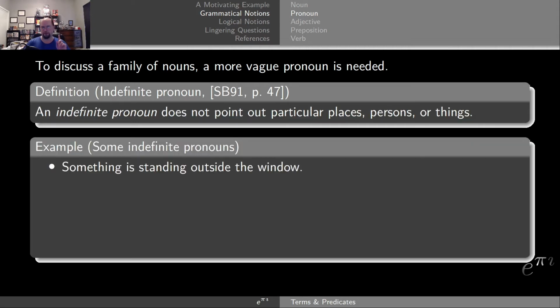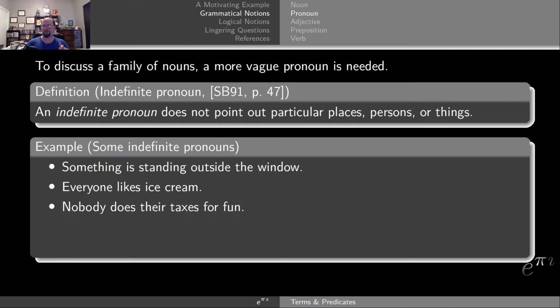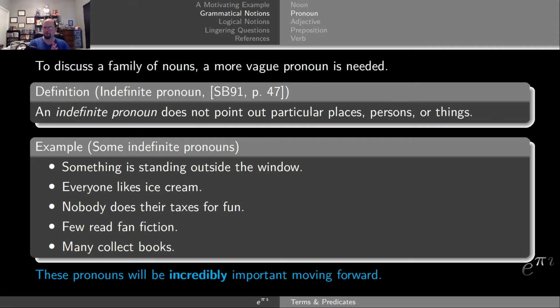For instance, something is standing outside the window. Everyone loves ice cream. Nobody does their taxes for fun. Few read fan fiction. Many collect books. In each of these cases, the statement is more vague or general. No particular individual is pointed out. These pronouns will be incredibly important moving forward.